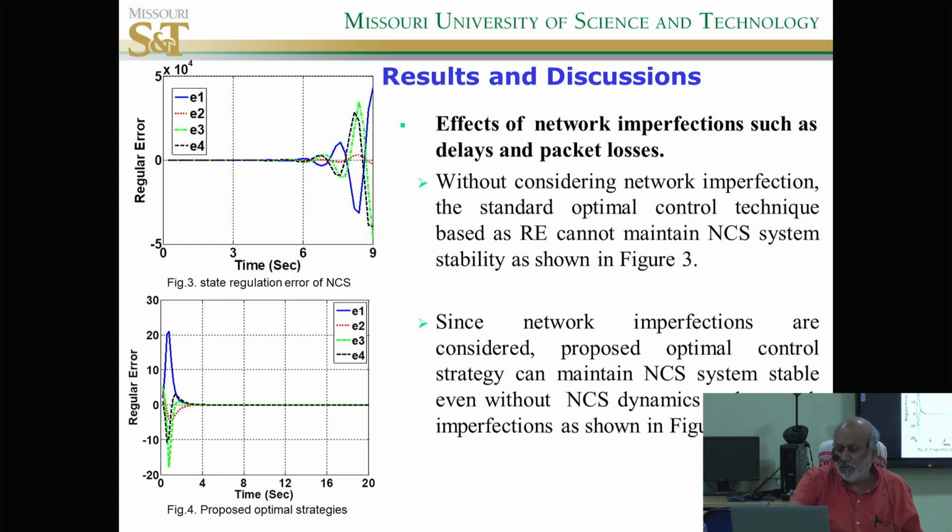If I don't consider the network imperfections, the optimal control blows up. And why does it blow up? Because the traditional optimal controller cannot handle when you have delays and packet losses. You understand that? So that blows up, right? So since the network imperfections are considered, let's say if I consider them, assuming that everything is fine, nicely, you see that how nicely it converges. Okay?